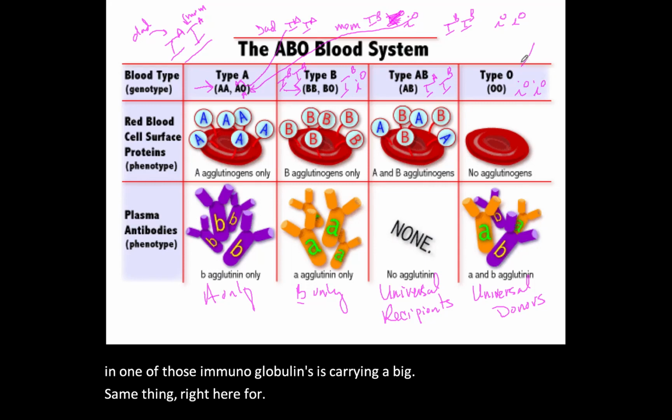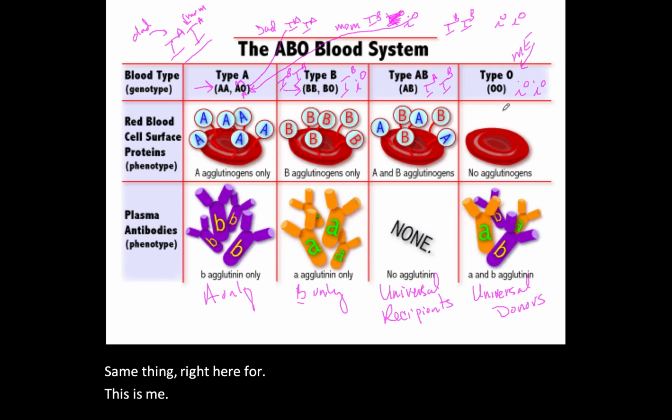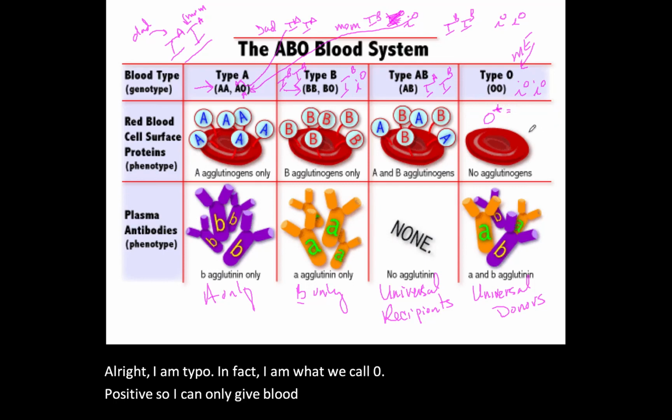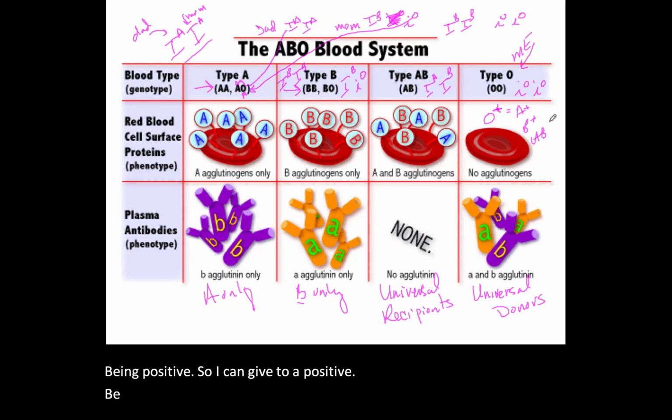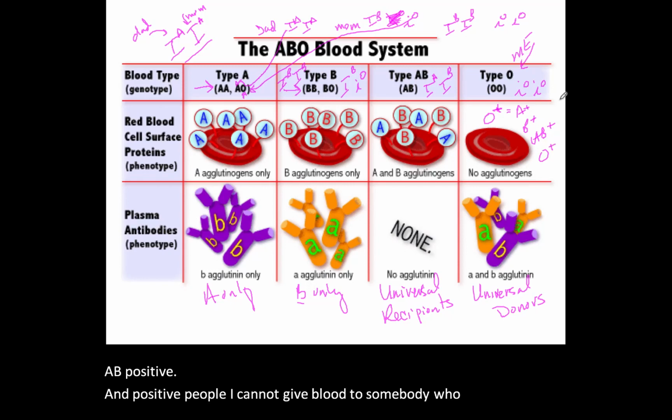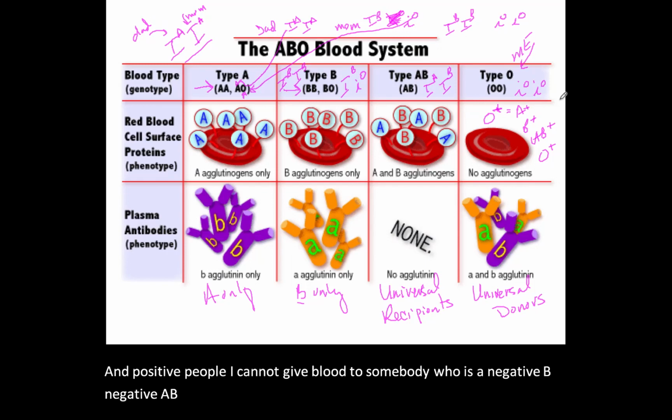This is me. I am type O. In fact, I am what we call O positive. So I can only give blood to individuals that have an Rh factor of being positive. So I can give to A positive, B positive, AB positive, and O positive people. I cannot give blood to somebody who is A negative, B negative, AB negative, or O negative.